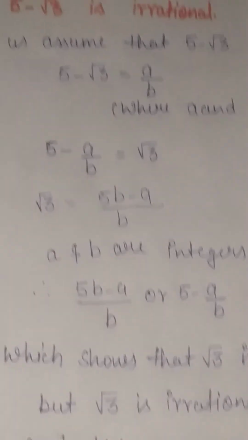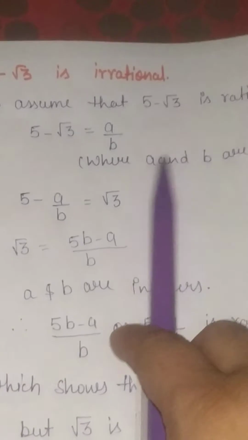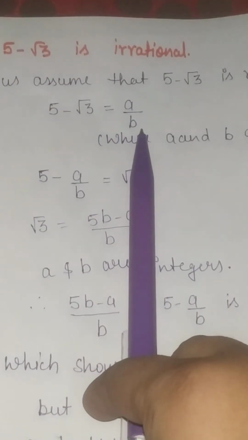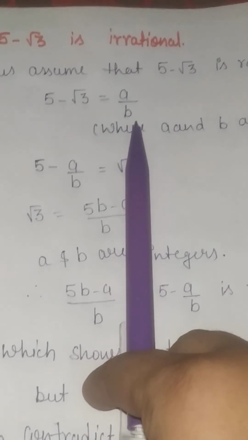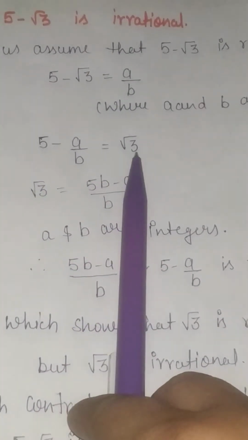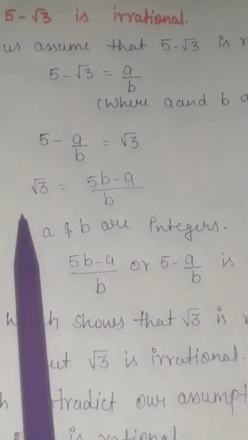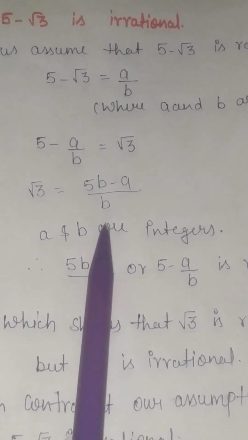Okay, so I will revise it. We will revise it again. See now. Again, what we have done: assume 5 minus root 3 is rational. Then 5 minus root 3 is equal to a upon b, where a and b are co-prime numbers. 5 minus a upon b is equal to root 3. A upon b comes here, minus root 3 comes there. So root 3 is equal to 5b minus a upon b.